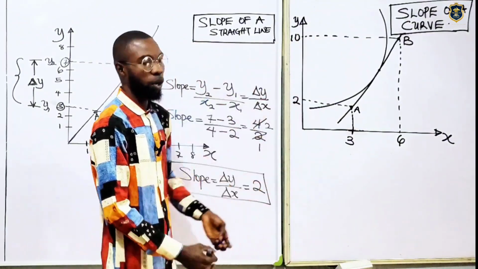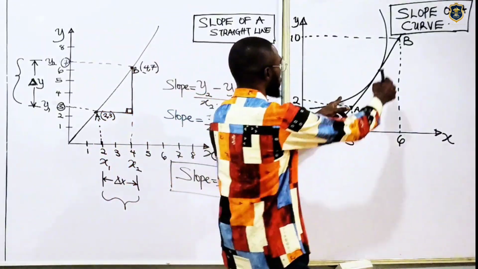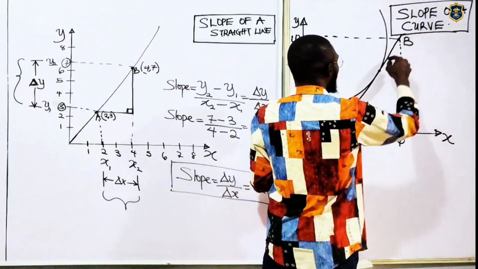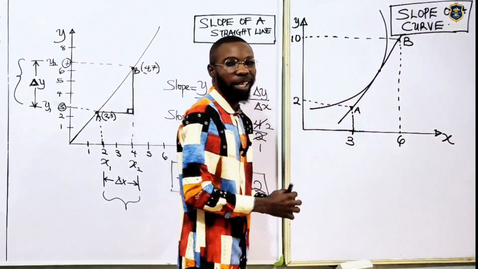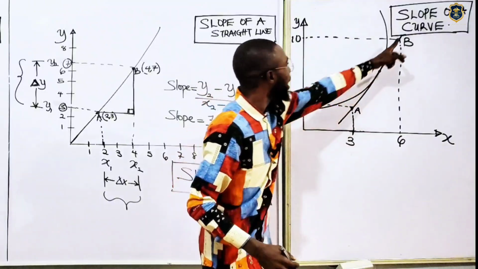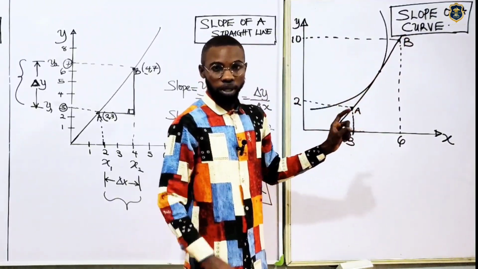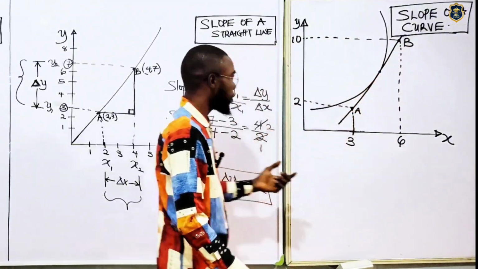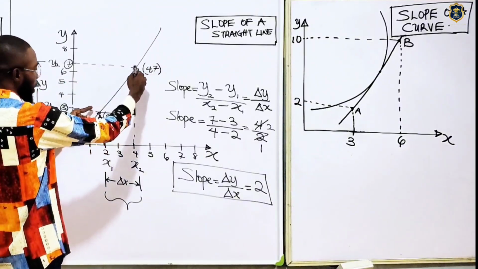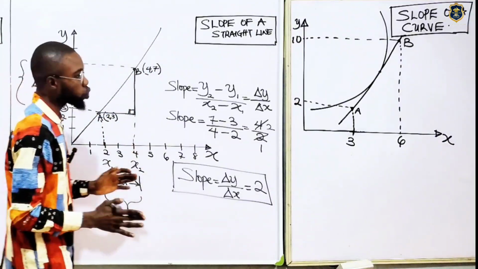That's for a curve. Now for a curve, we don't just go and pick 2 points on this curve. No, it won't work. What we do is first of all draw a straight line that meets at a point, called a tangent line. It is from this tangent line we will now take our slope. Are you getting it now? If it has to do with a straight line, we just take 2 points and then find our slope. But not so for a curve.